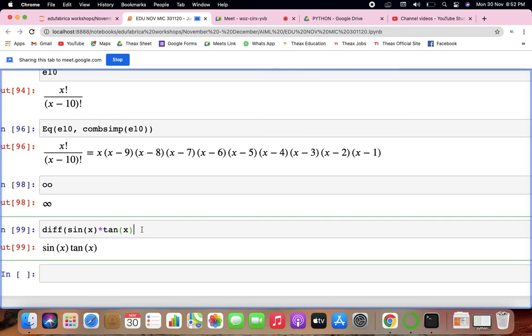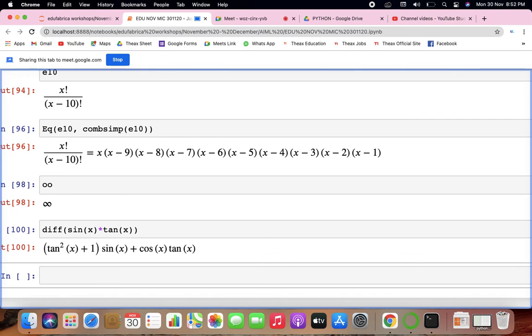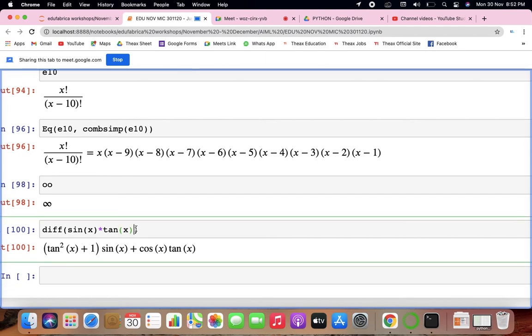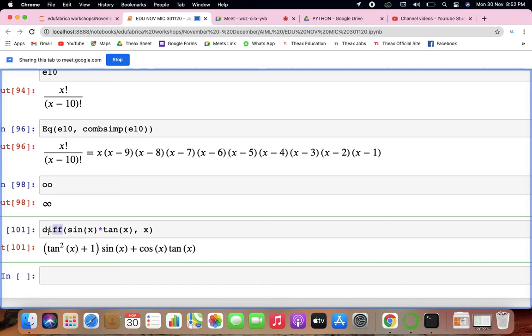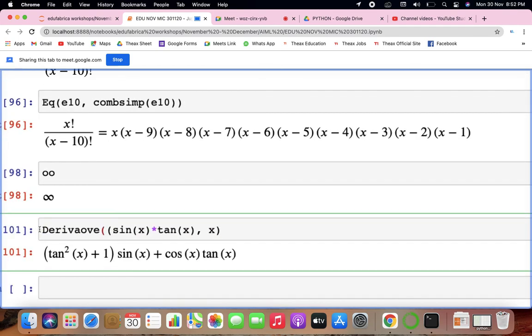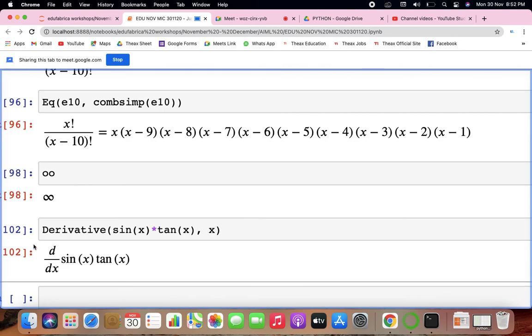Yes, it's very simple, right? This would be the differentiation: tan square x plus 1, then sin x plus minus x, right? Or you write it with the derivative if you want to. Derivative of this, very easy actually. But many times, mostly the students don't go with these functions. So derivative of this gives you d by dx of sin of 0 to 0.